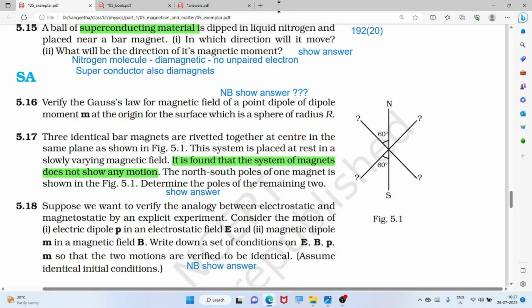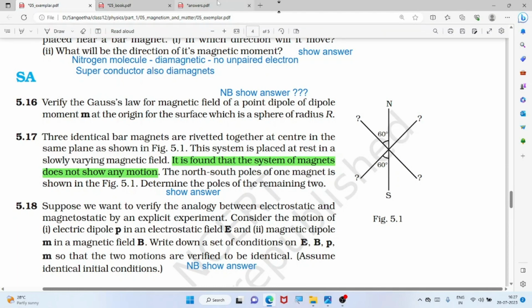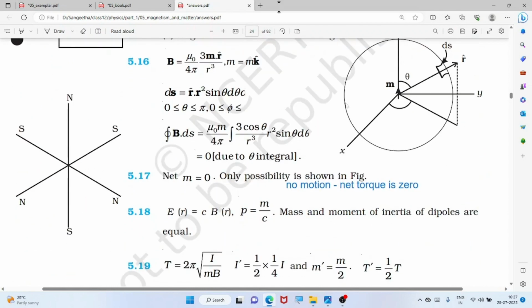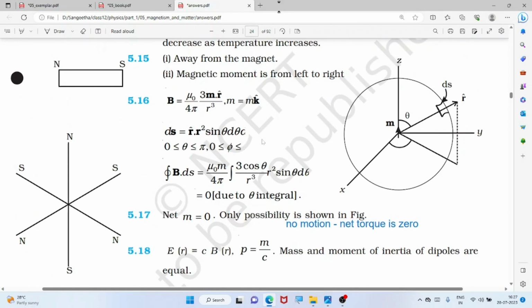Verify the causal of the magnetic field at a point dipole magnetic moment at the origin on the surface of a sphere of radius r. Here they have given it, you can go through it from this diagram to see how they have written this.